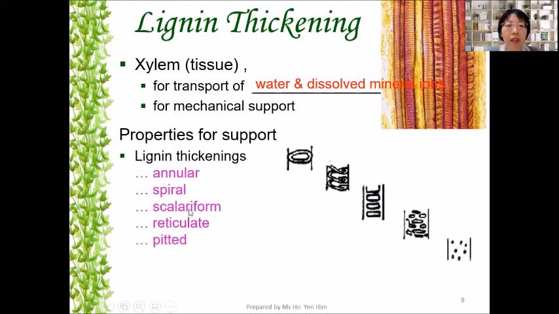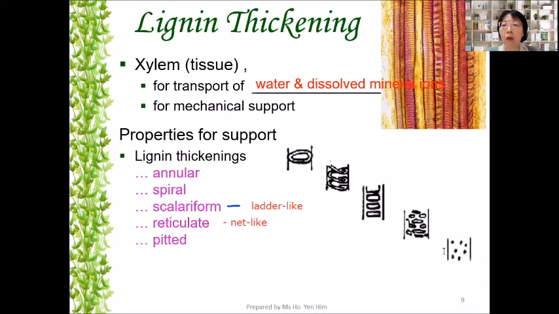So you see the lignin is very interesting. The lignin can be annular. So that's how they put the secondary wall. Annular means ring form. It can be spiral. It can be scalariform. Scalariform means it looks like a ladder. So scalariform means ladder-like. Okay. Reticulate means net-like. Reticulate stands for net. So you see, reticulate is net-like.